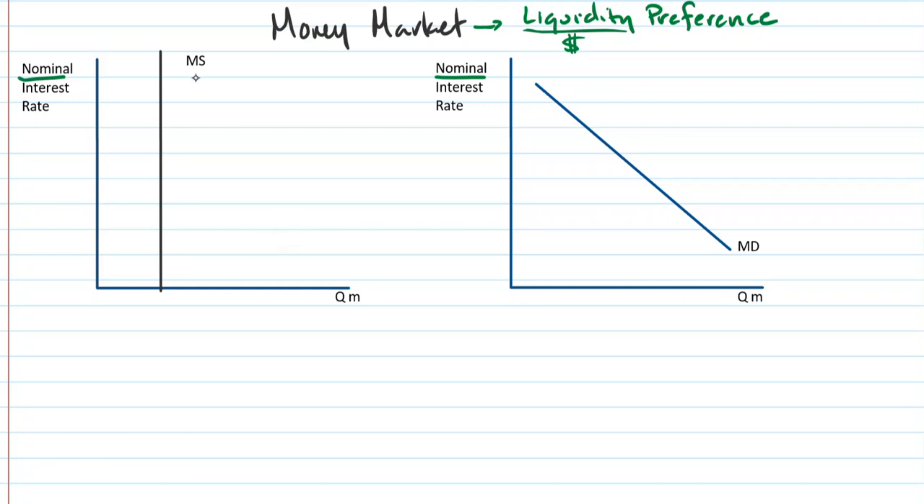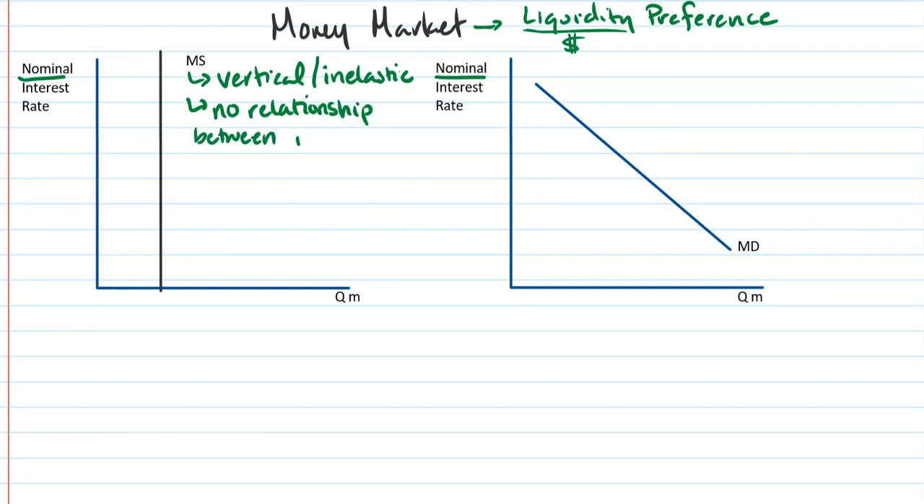The money supply curve, we immediately notice, is vertical, which means it is completely inelastic or perfectly inelastic. And perfectly inelastic, of course, means that there is no relationship with this curve between the nominal interest rate and the quantity of money in the market. So the quantity of money supplied in this market stays the same even as the interest rate increases or decreases.